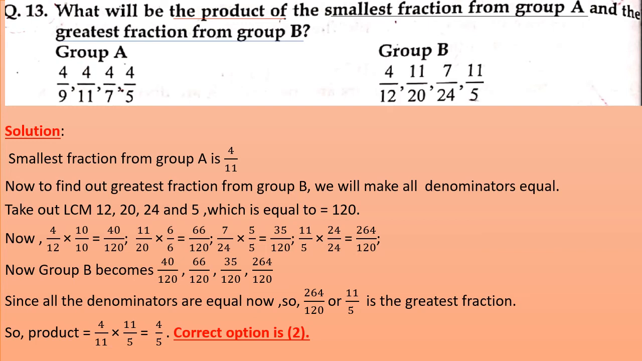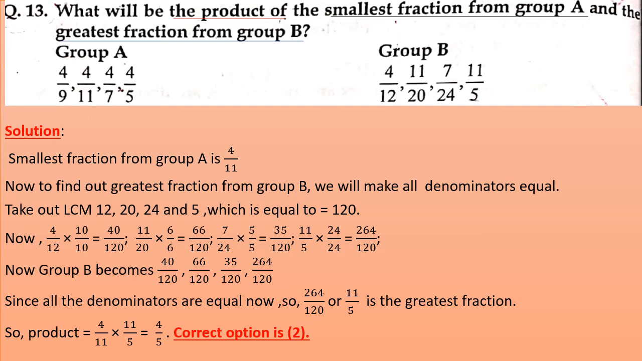Now, to make it equal to 120, we will multiply the first fraction by 10 by 10. It becomes 40 by 120. Second fraction by 6 by 6, so it becomes 66 by 120. Third will be 35 by 120 and fourth will be 264 by 120. Now group B becomes these fractions: 40 by 120, 66 by 120, 35 by 120, 264 by 120.